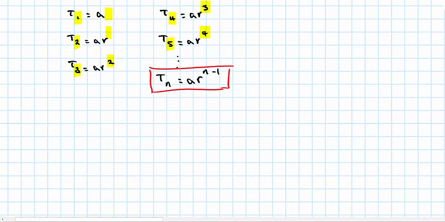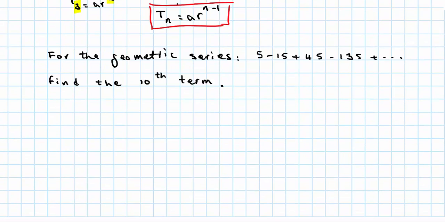Let's have a look at an example. Now, since in this question they've already told me that this is a geometric series, I don't need to go and prove that it is. How do we prove it if we needed to, if the question didn't say it was geometric? Remember, we need to take the second term divided by the first term, then take the third term divided by the second term, and show that those ratios are the same. I don't need to do that, so I can jump straight into finding the 10th term.